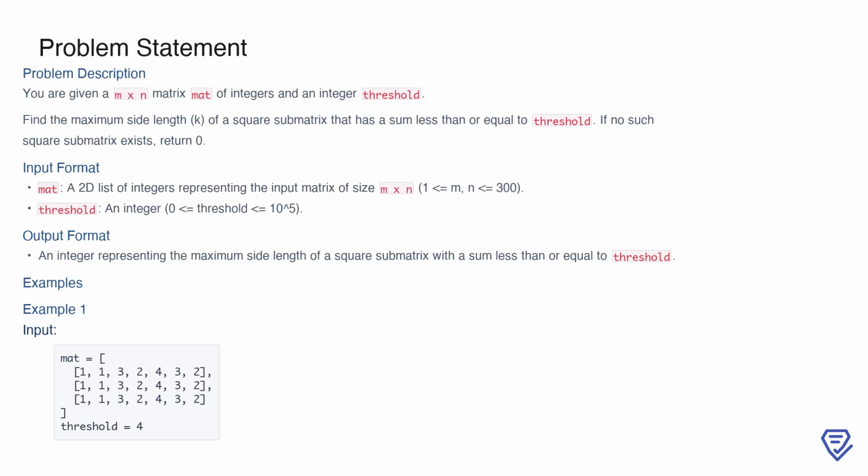We are tasked with finding the maximum side length of a square submatrix within a given matrix mat such that the sum of its elements is less than or equal to a specified threshold. If no such square can be found, we return 0.